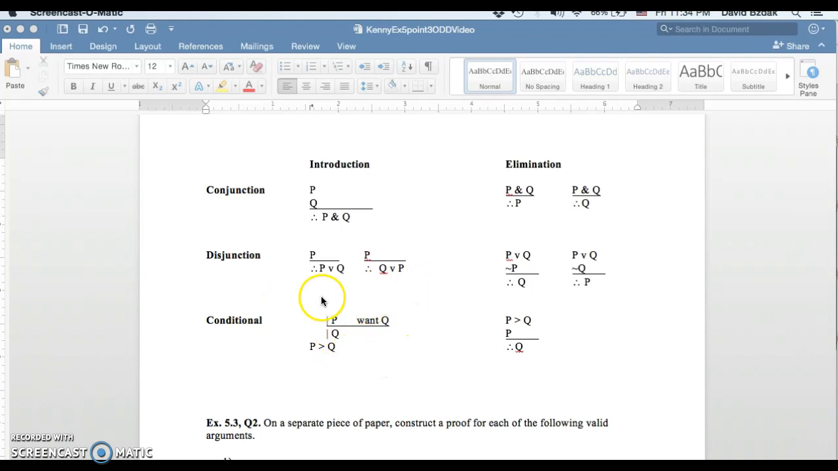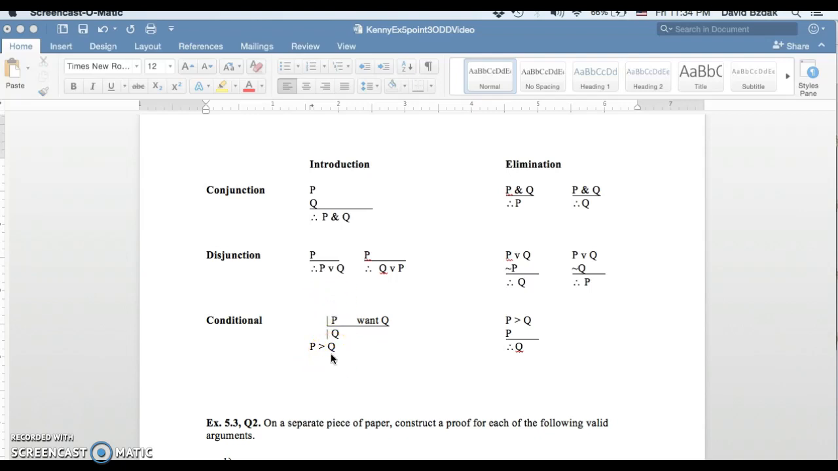So why does it look like this? Well, this is an assumption, P. It's not something you've proven. It's not something you know is true. It's something you're assuming to try to derive Q. So what happens is it gets indented. Notice how these two lines are indented from this line. We indent it because we're assuming it. We don't know it's true. And so we have to set it off or indent it from the rest of the derivation.